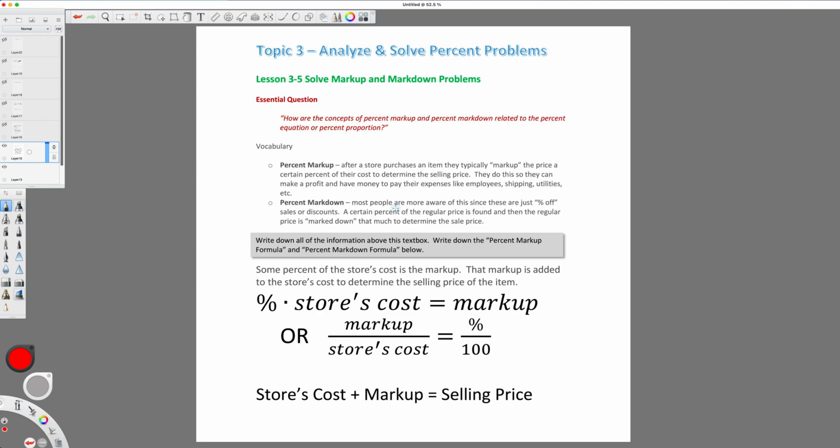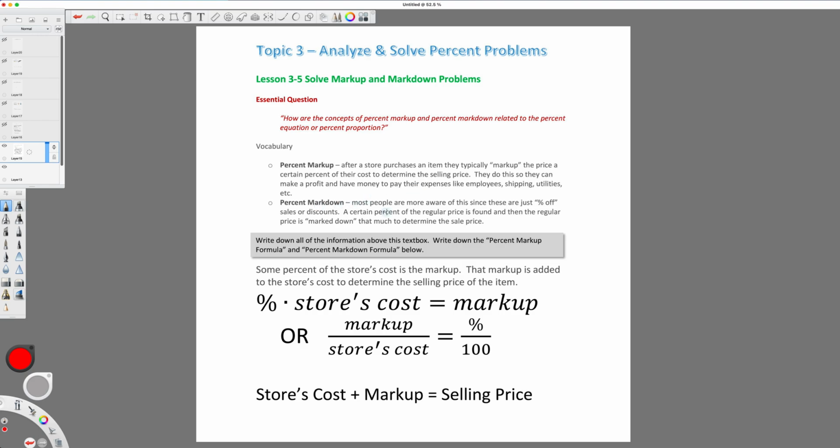A store buys an item, they mark it up, they add that markup onto their cost, and that's what they put on the sticker price. And so that's what you as the customer see. You wouldn't see the price that they pay, and you probably wouldn't want to, because the amounts of markup are pretty crazy, I think.